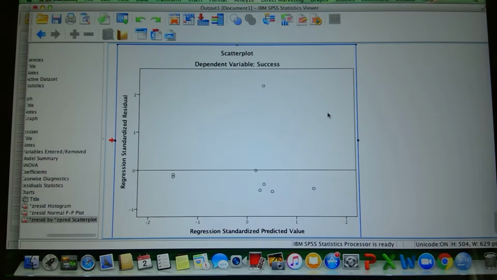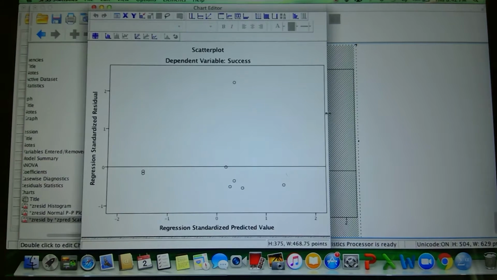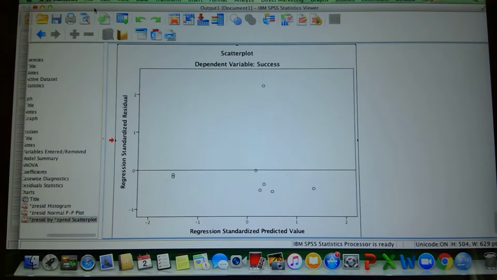Yes? Sorry, how did you get the line in the middle? So I double click, and then I'll get this output, and then I go to the top. Oh, okay. Yeah. Got it. Okay.